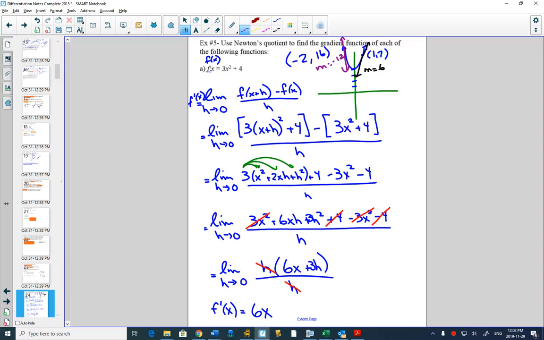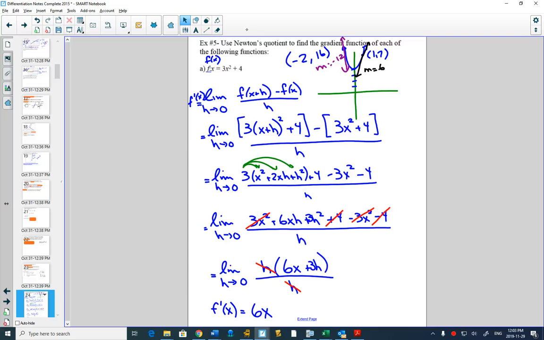So using Newton's definition, you plug things in and then you have to use the algebra until that h cancels out so you can evaluate your limit. Once you evaluate your limit, the derivative is a gradient function. In other words, it's a function to find the slope of every single tangent line wherever they are on that graph.